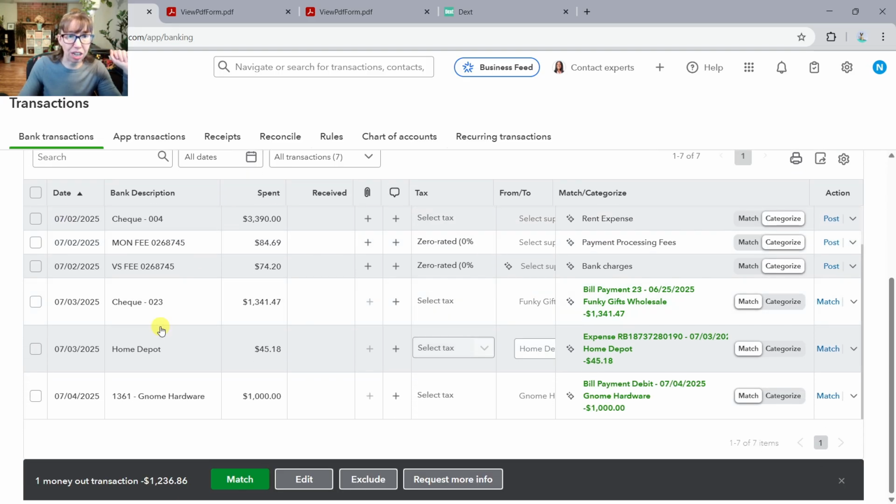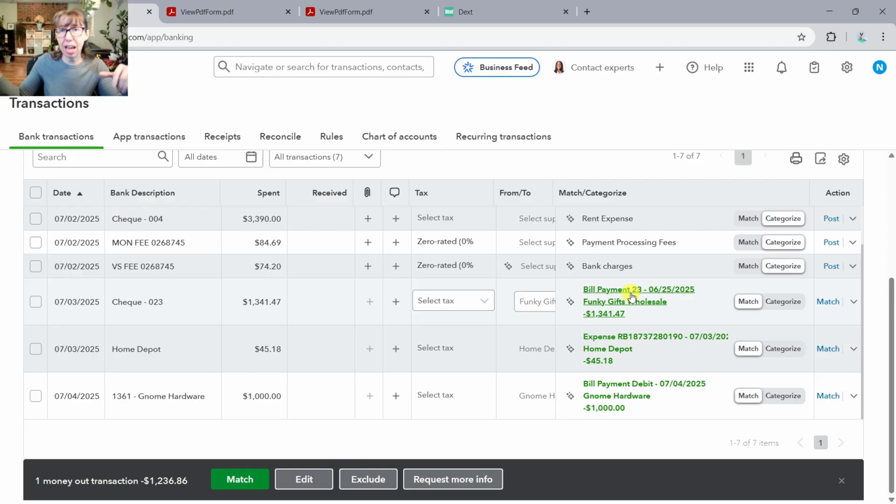Moving on to the other matches it sees, we've got this check on July 3rd, check 23, and right here we do have bill payment 23. I put the check number in, but the date is June 25th. But it's a check, so that makes sense, right? The day you write the check is not necessarily the date that the check clears the bank.